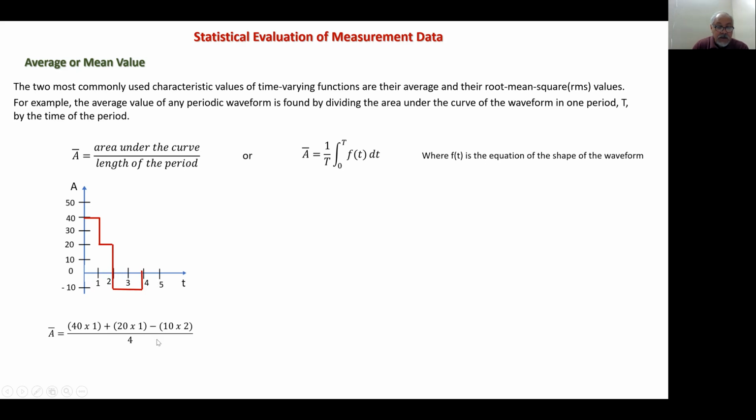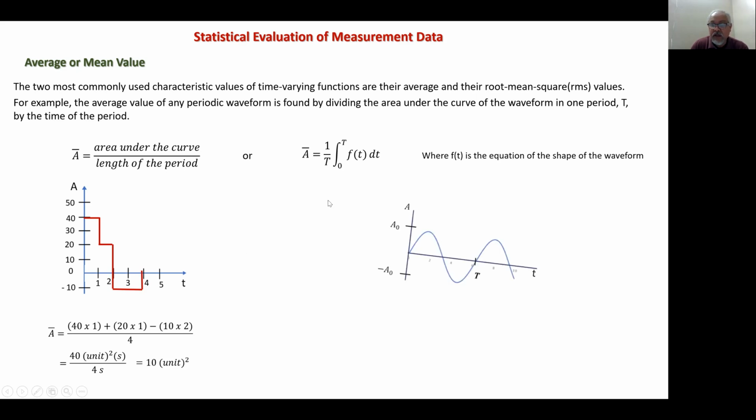this 0. It's going to be 20 times 2, and divided by the total length. What is the total length? 4. Correct? And what is the answer? The answer is going to be 10 units squared. Correct? Perfect.